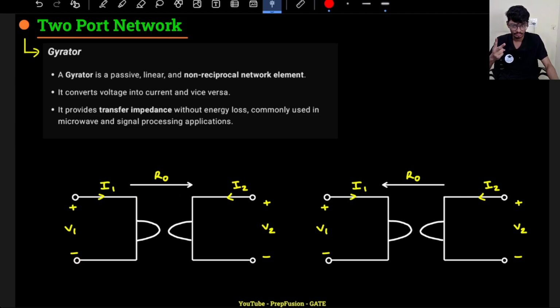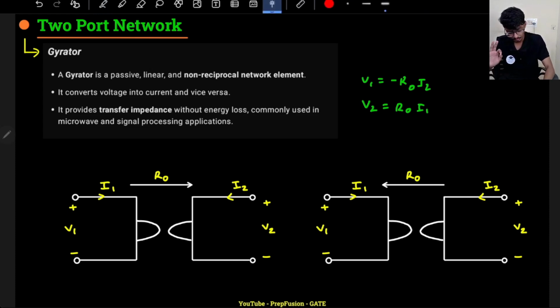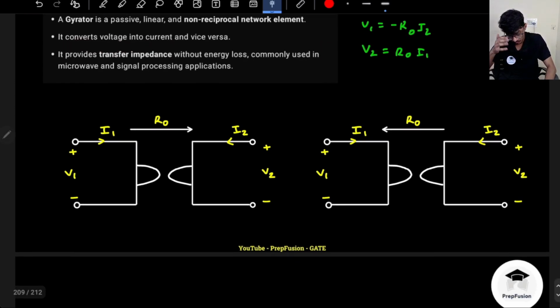Generally this will rarely get asked, and in the GATE examination they will give you the equation, so you don't have to remember it. The two equations of a gyrator are V1 equals minus RO into I2, and V2 equals RO into I1. This is just a device, and its behavior is like this: voltage is in terms of the current of the other side. That's why it is used to convert voltage into current, or current into voltage.